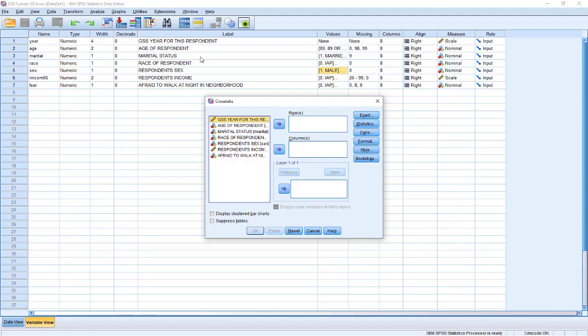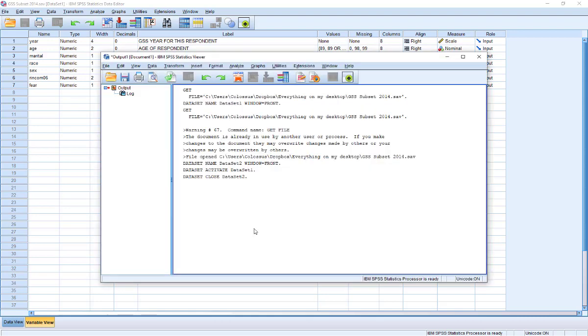Now, people will argue in terms of whether it's more appropriate for our variables to be rows or columns. The truth of the matter is, with a chi-square, it honestly doesn't matter. Your results are going to be the same. The way we interpret it's going to be the same. In this case, for columns, I'm going to say that is in fact our dependent variable, afraid to walk at night in their neighborhood. And then for sex, I'm going to make it the rows. All right. Now, if I simply say OK here, and actually let's do that just to see what happens.